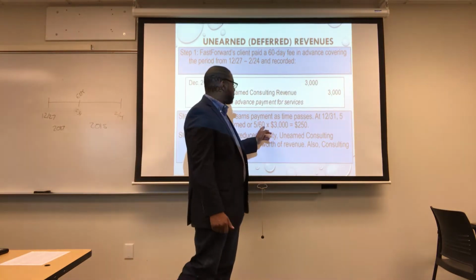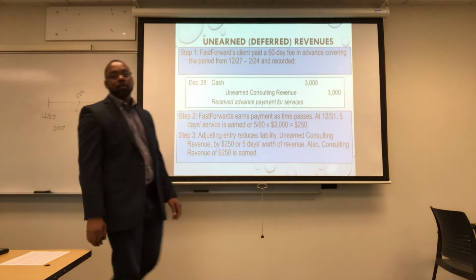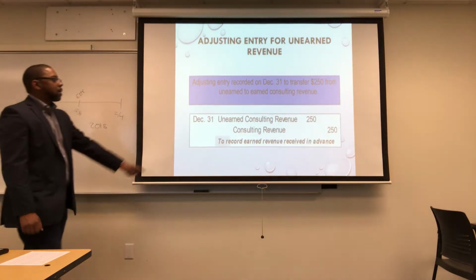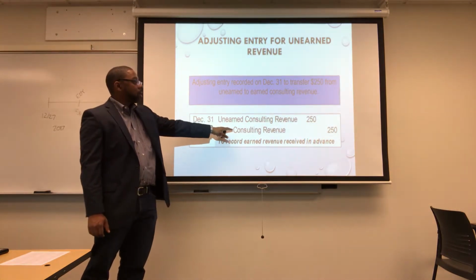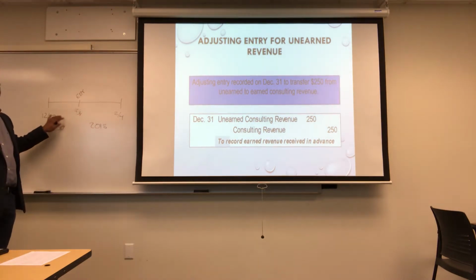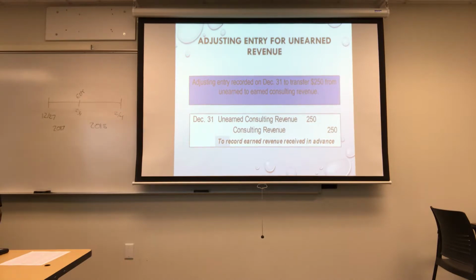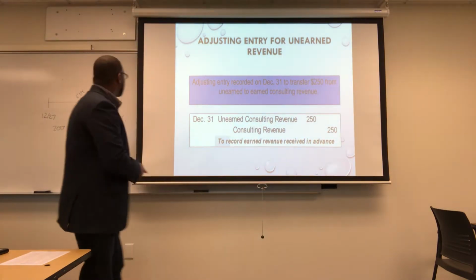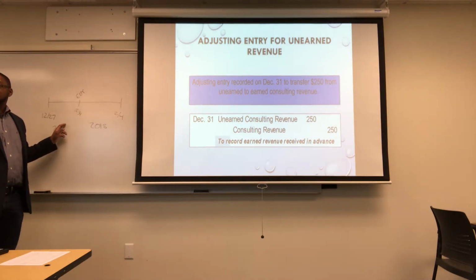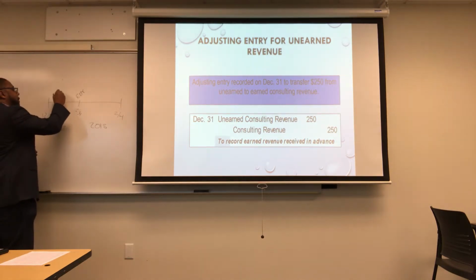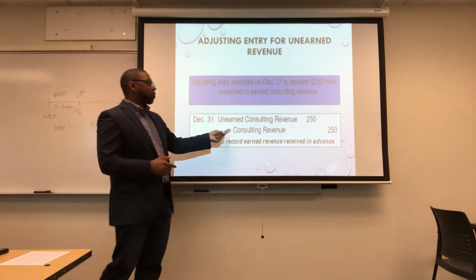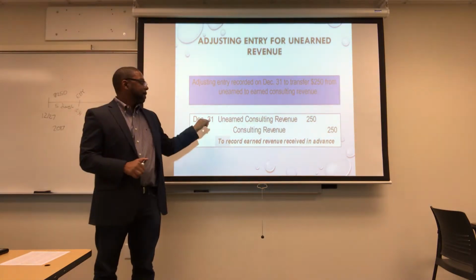So 5 divided by 60 times 3,000 is $250. So what they're going to do, I'll just show you the transaction. They're going to debit unearned revenue, unearned consulting revenue, $250, and credit consulting revenue, $250, to put this revenue in 2017 where it's earned. Does everyone understand? They're trying to make sure that $250, they've earned it, those days have passed, but it needs to go into 2017, this fiscal year. So in order for that to happen, we're going to debit unearned revenue and credit consulting revenue for that period, December 31st.